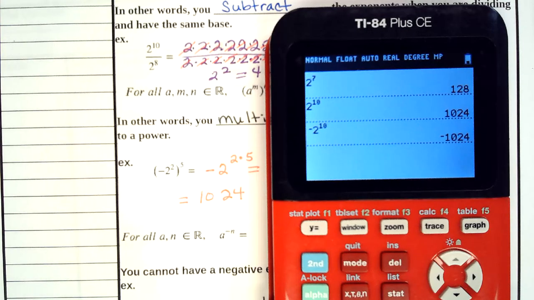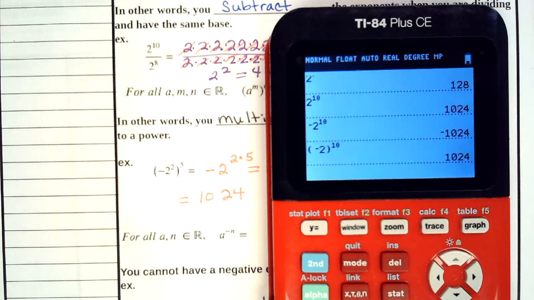Why does it do this? Because it takes your exponent and then it multiplies the answer by negative 1. If you want it to do it correctly, you've got to put that negative 2 into parentheses. Now I've got the positive number I was expecting.